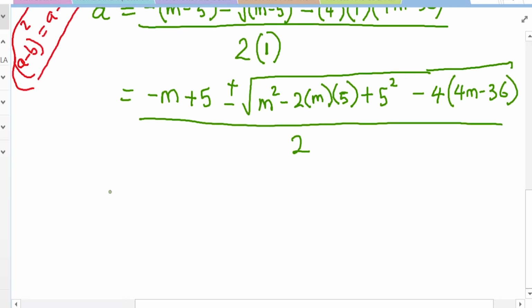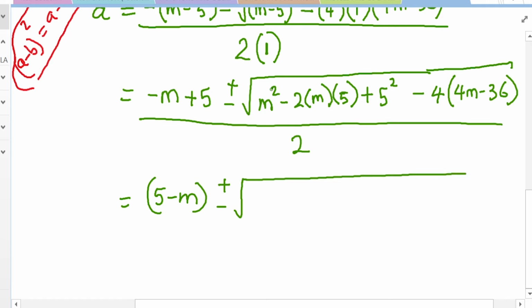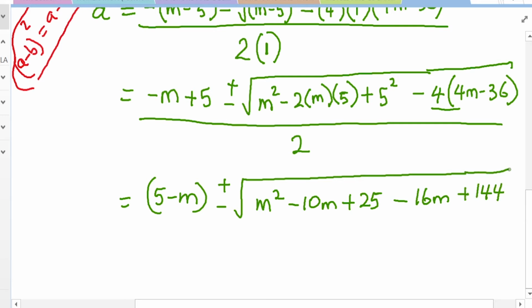The next step is going to be negative 5 plus m, which is the same as 5 minus m, like that. That is plus or minus under the square root of, this is m squared, this is minus 10m plus 25. Minus 4 times 4 is 16, so it's minus 16m. Then negative 4 times negative 36 is going to give us positive 144. Like that. Divide all this by 2.